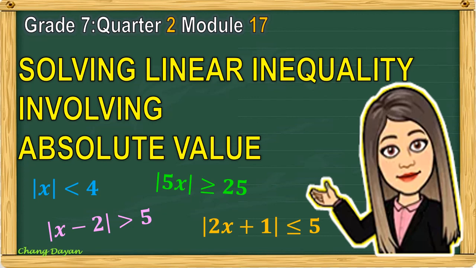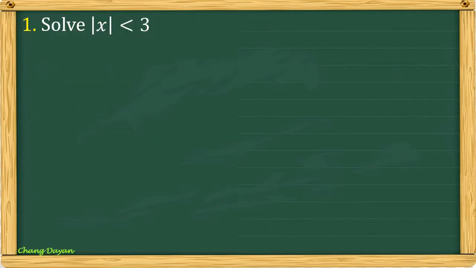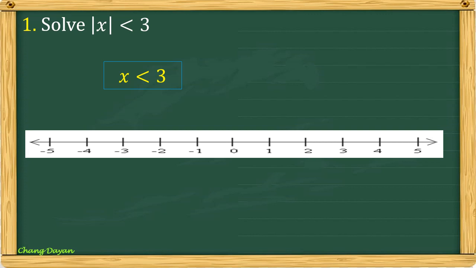Good day everybody! Pag-aaralan natin ngayon ay solving linear inequality involving absolute value. Now, let us solve the absolute value of x less than 3. And that is x less than 3. So using the number line, plot natin ang value ng x dito. Gagamit tayo ng ganitong point, kasi siya ay less than.